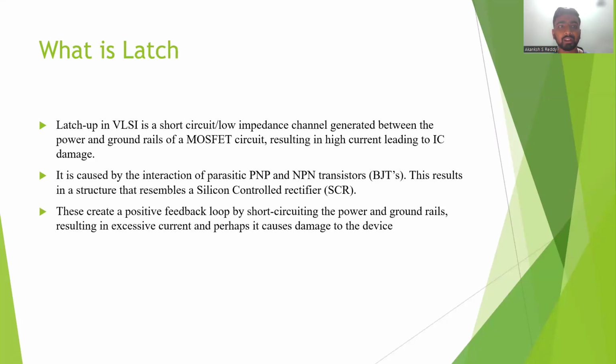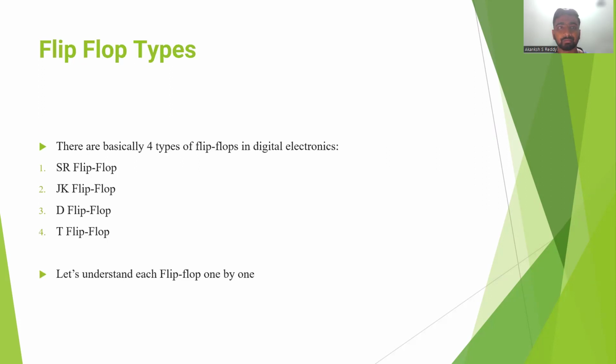What is latch-up? Latch-up in VLSI is a short circuit, a low impedance channel generated between the power and ground rails of a MOSFET circuit, resulting in high current leading to IC damage. It is caused by the interaction of parasitic PNP and NPN transistors of BJTs. This results in a structure like a silicon controlled rectifier. These create a positive feedback loop by short-circuiting the power and ground rails, resulting in excessive current, and perhaps it causes damage to the device.